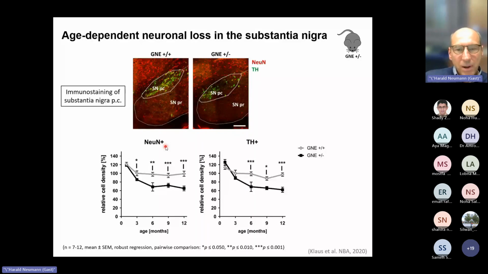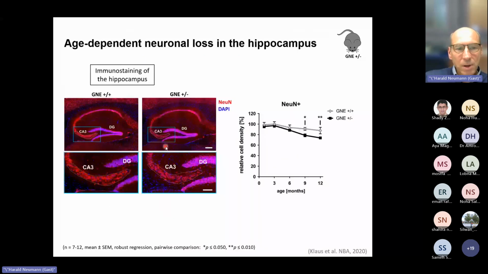We also looked in another region, and this is the hippocampus. And in the hippocampus, you can quantify again the relative cell density in a region which is called CA3. And this is the wild type situation. This is the heterozygous situation. And there you see, quantification was already a challenge.